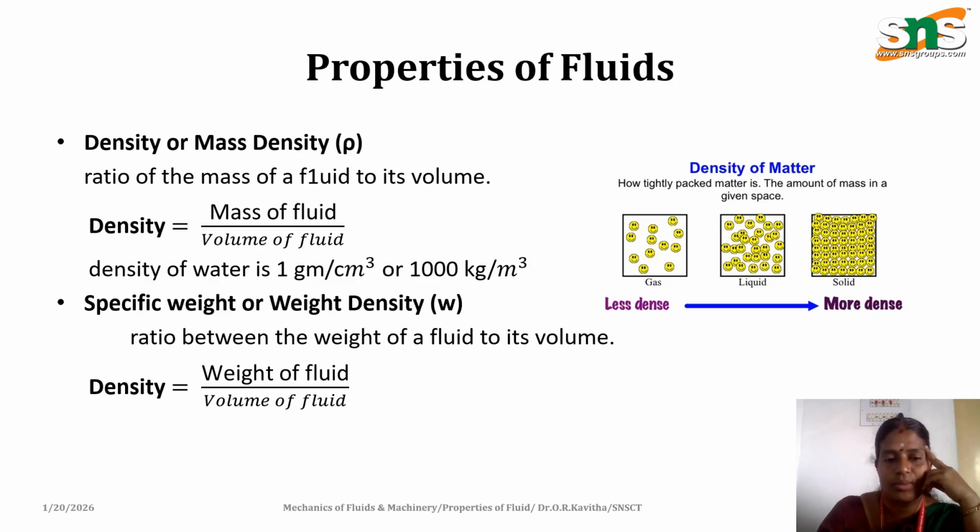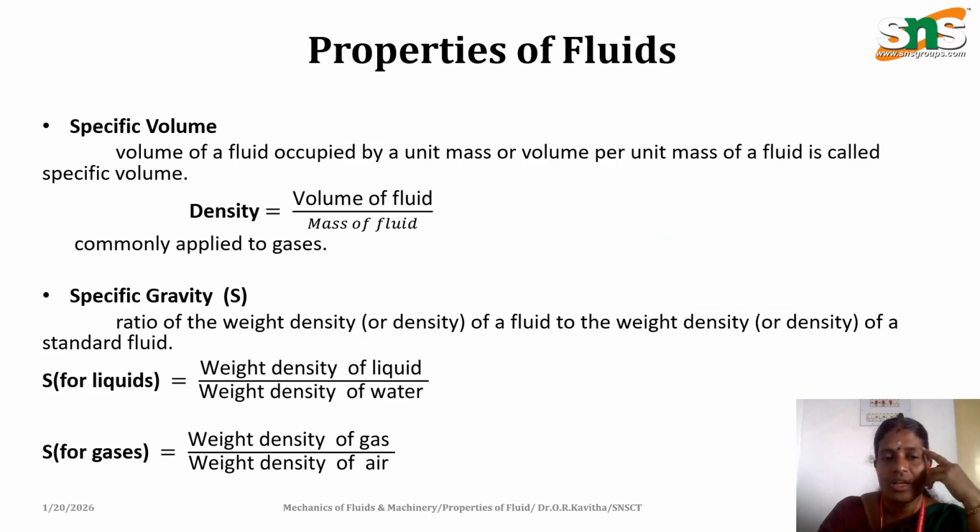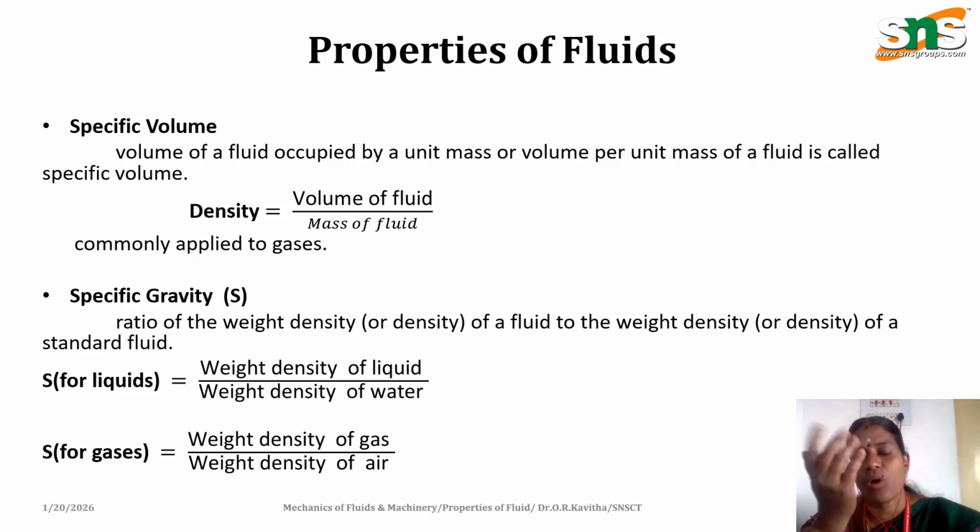1 gram per centimeter cube. The specific weight or weight density is nothing but the weight of fluid by volume. If I take a solid, the weight will be more, and if it is a gas, it will be less. Therefore the weight density will be less for gas and more for solid. And the specific volume: what is specific volume? It is the volume of fluid occupied by unit mass, so it is the volume of fluid divided by the mass of the fluid. Mainly we use this property in gases.